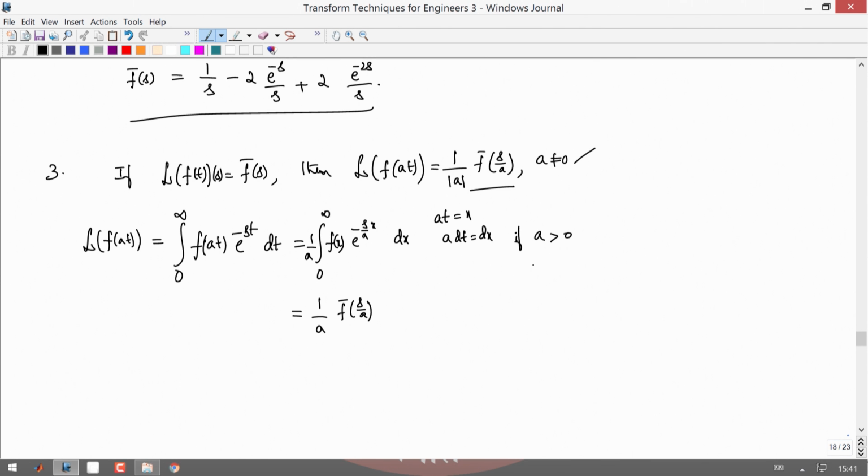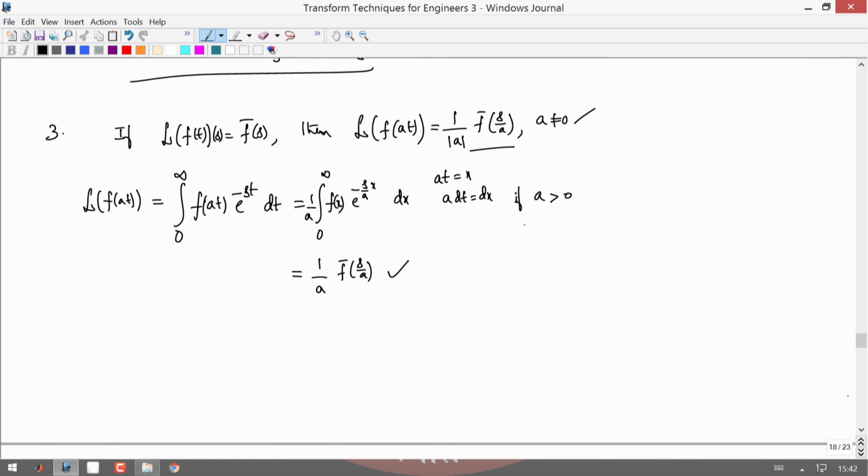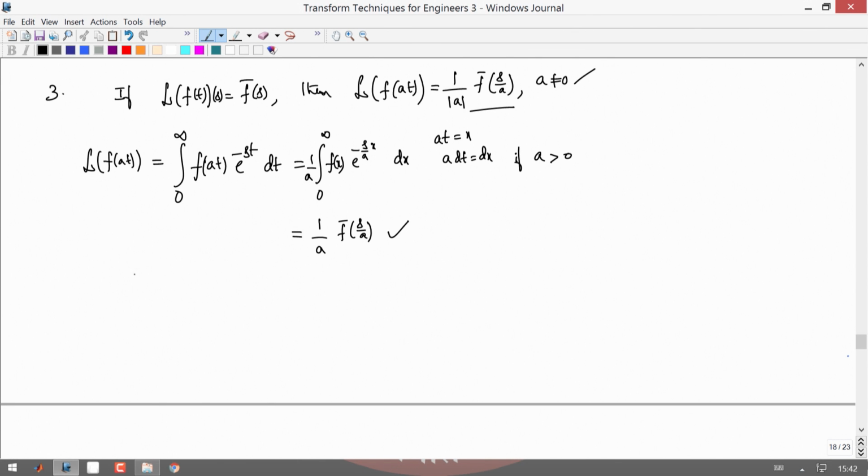So, we will see if a is positive, this is the case. We will stop here. If a is a negative case, we will see later. So, using this, let us choose this as a positive. Okay. So, if it is positive, let me choose this way. Okay. So, this is what is clear.